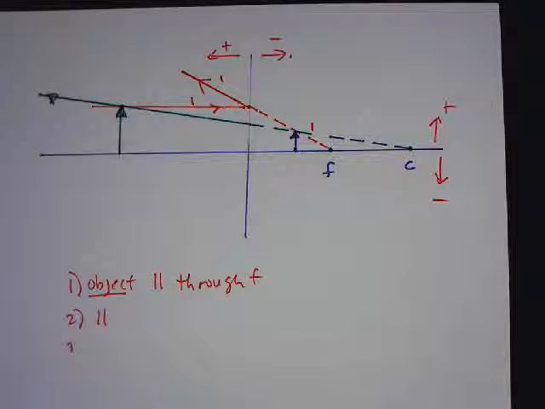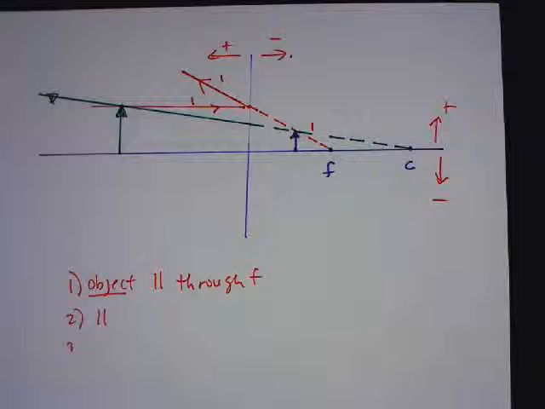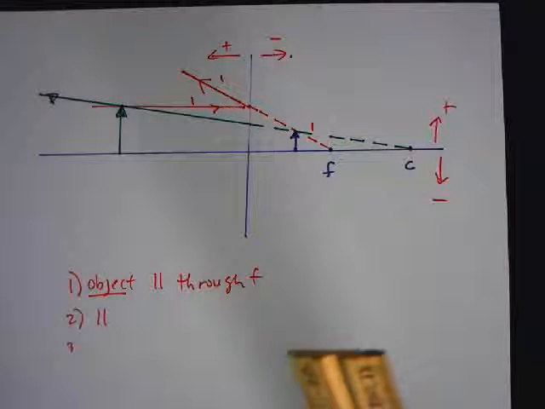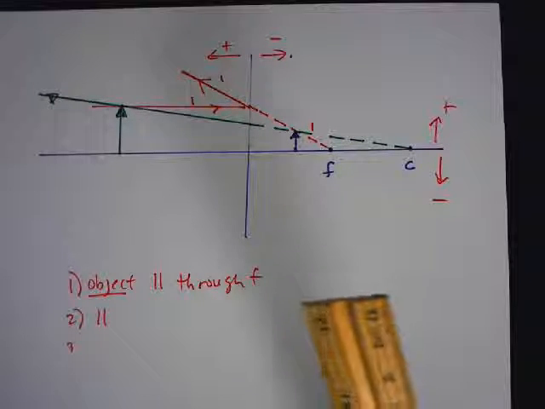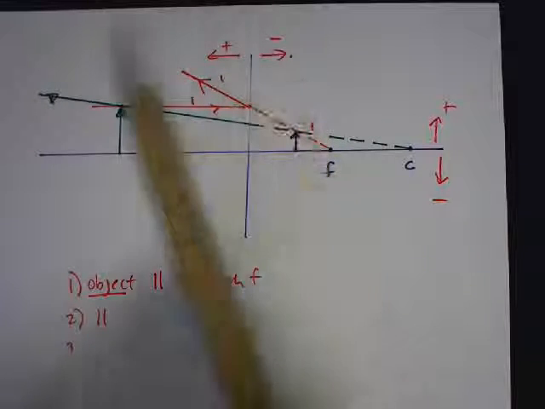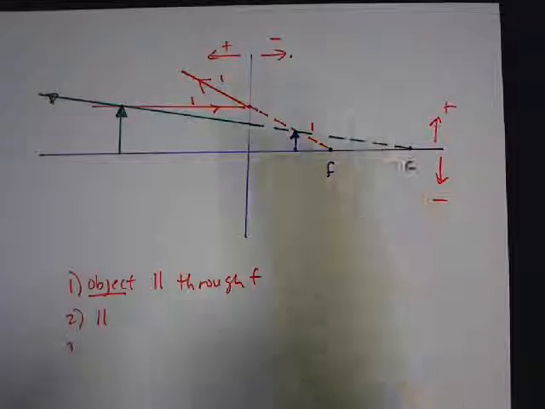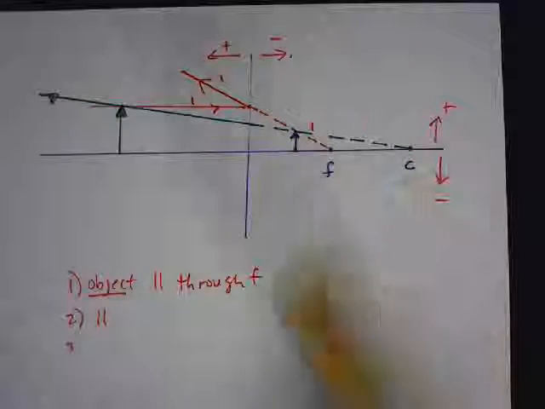How can I check my work? I can check my work by doing rule number 2, and hopefully I did it to scale. And rule number 2 should crisscross in that same place. So rule number 2 was, well, that's another way to do it, where instead of going parallel through F, you go through F and then you go parallel. I think I'm going to have too many lines here and I don't want to confuse you.